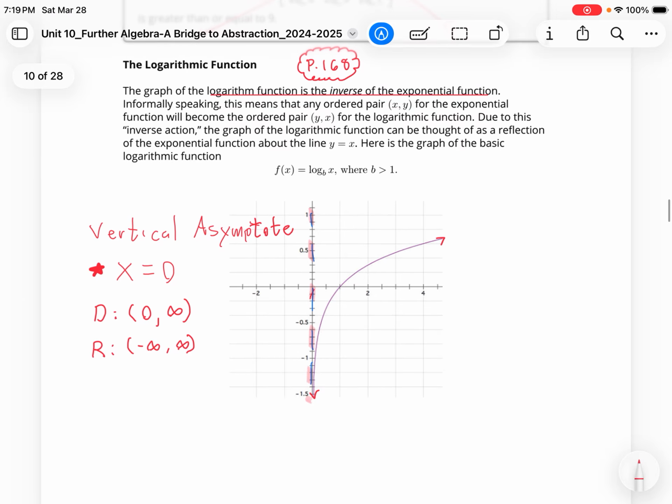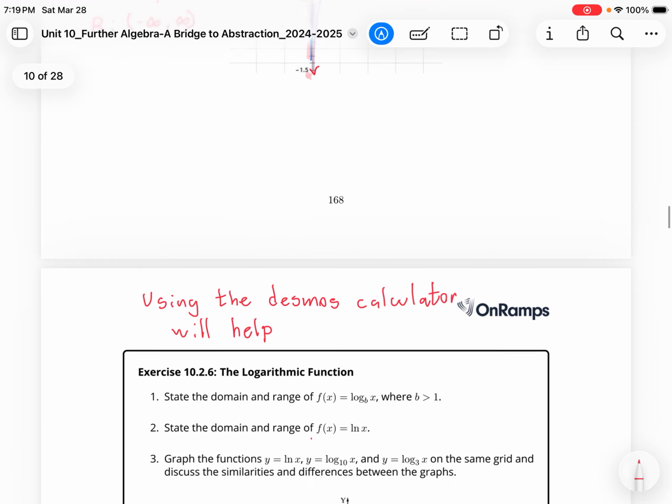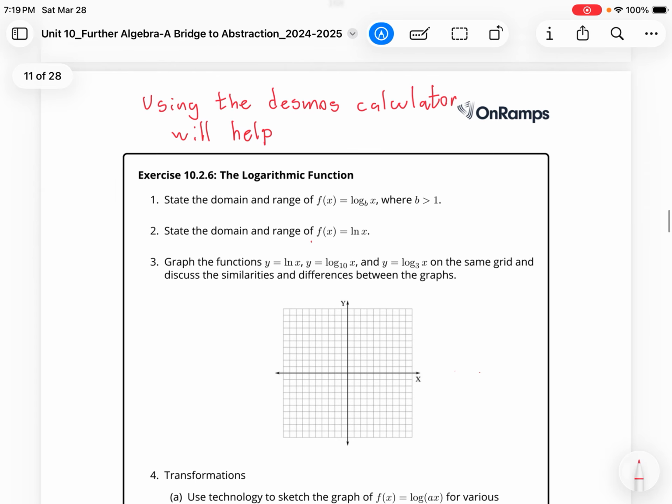positive infinity. All right. So I think if you have the Desmos calculator, if you happen to have your computer open, I think that would help a lot. But if you don't have it, that's okay. I'm still going to teach you how to do this by hand anyway, at least partly, all right?